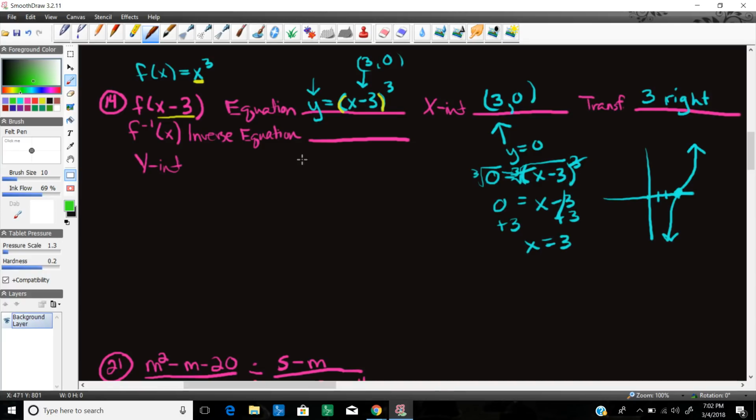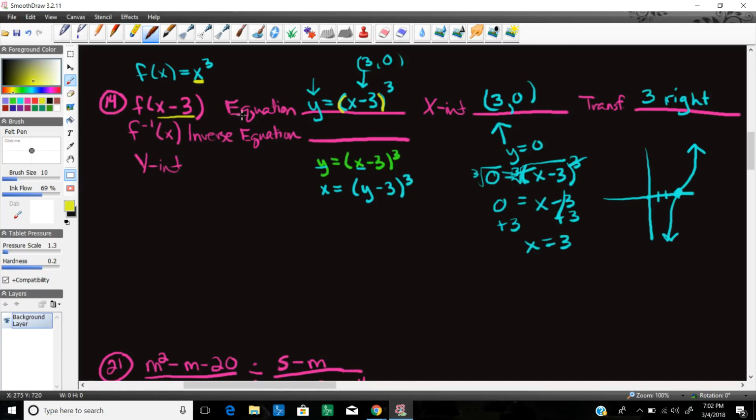So this is my equation right here. So I'm going to go ahead and write it out. Y equals x minus 3 cubed. And I'm going to find the inverse of this. So to do that, I have to take the y and the x and I have to switch them. So then I have x equals y minus 3 cubed. Okay, and we're going to solve for y.